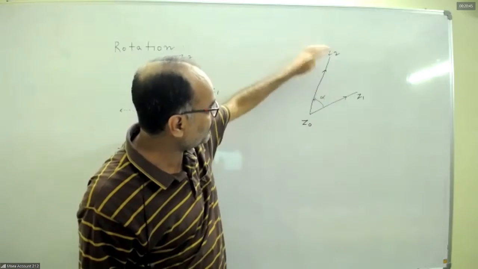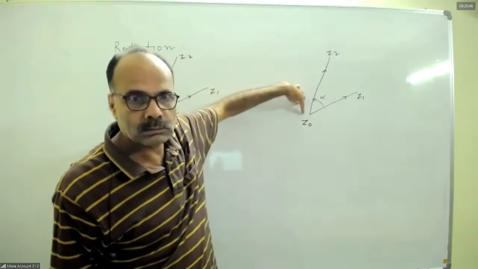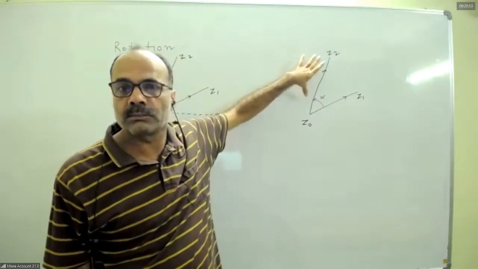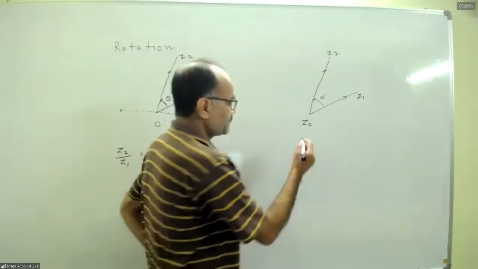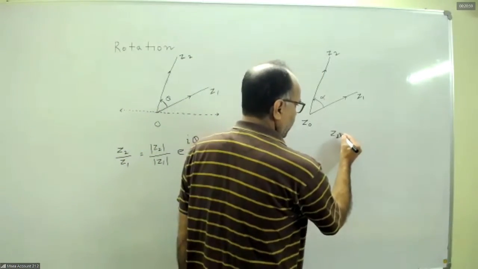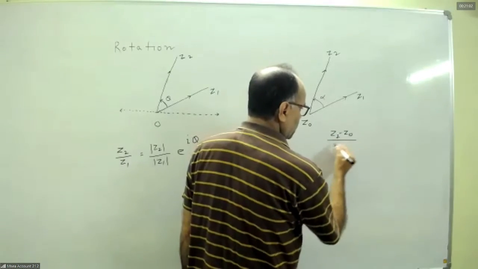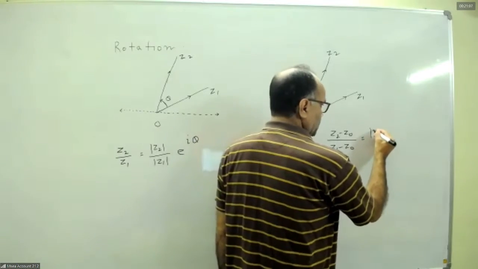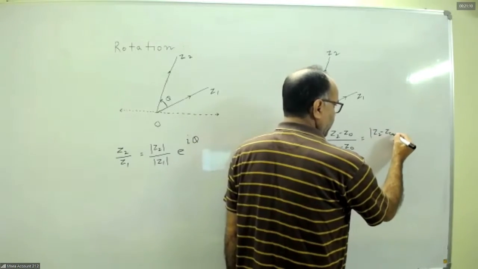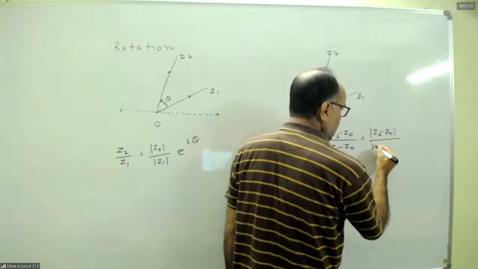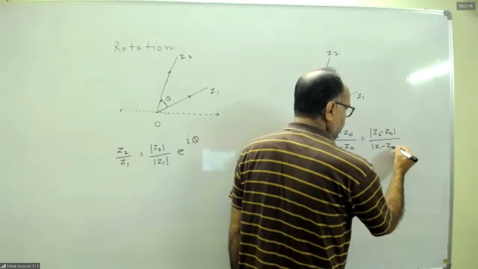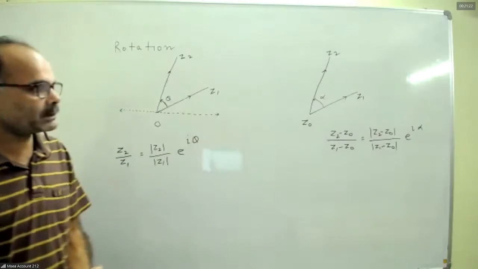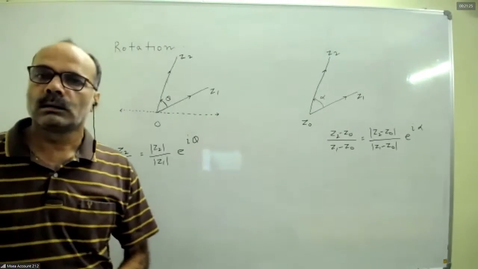So what is the final vector here? Z2 minus Z0. This is the initial vector, this is the final vector. So first we take final vector Z2 minus Z0 by initial vector Z1 minus Z0, equal to magnitude of final vector by magnitude of initial vector into e to the power I times the angle through which we have rotated. Okay.